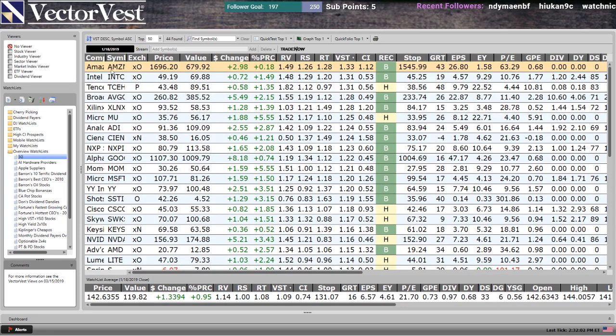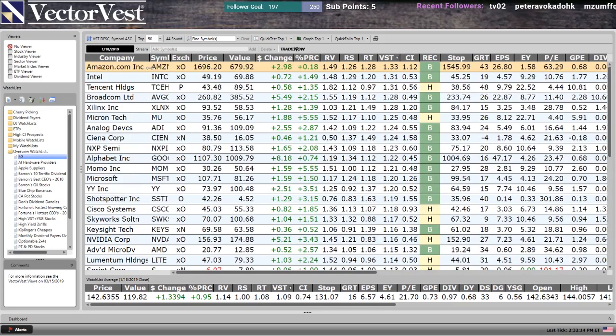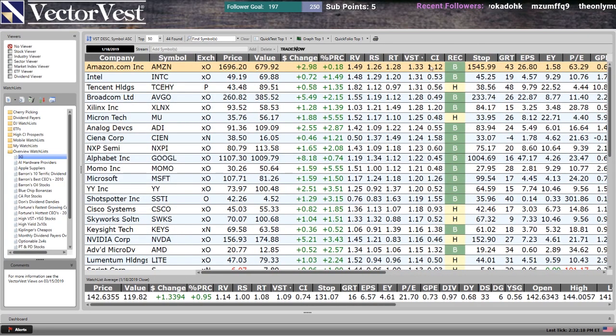I'm going to take this list. This is what this list looked like on that date. Here are all of the values of all of the stocks in this list as of that date. What I'm going to do is test the top 10 stocks. This is first sorted by our master indicator VST: value, safety, and timing. I'm going to take the list sorted by VST and let's see what it did. I'm going to quick test the top 10 stocks.